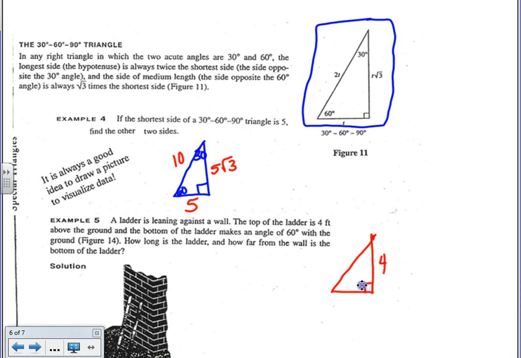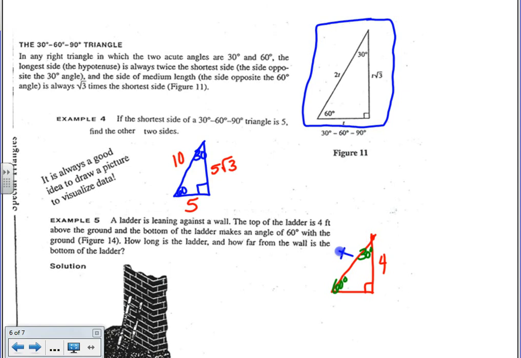And then the bottom of the ladder makes a 60-degree angle with the ground. So down here at the ground, this is my 60-degree angle. Since this is obviously the 90, that leaves this guy to be the 30. The question is, how long is the ladder? So they want us to figure out how long the hypotenuse is.